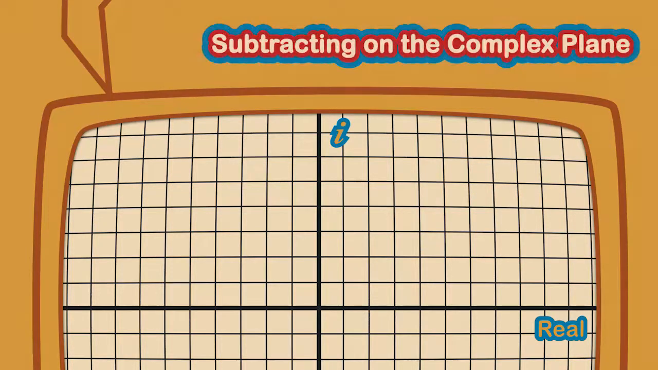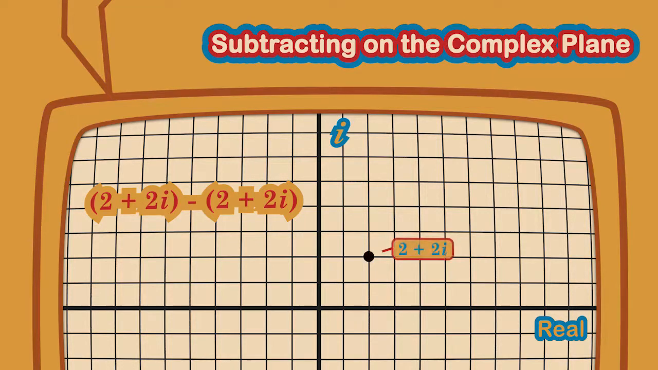Subtraction is similar to addition, except the second point will be shifted in the opposite direction of what the subtrahend suggests. Looking at the problem 2 plus 2i minus 2 plus 2i, the answer is going to be 0. On this plane, the minuend is plotted. Subtracting the subtrahend is accomplished by moving in the opposite direction that the original subtrahend indicates. Instead of shifting 2 units right on the real axis, as would be done in addition, the point will be 2 units left. Instead of moving 2 units up on the imaginary axis, it will move 2 units down.